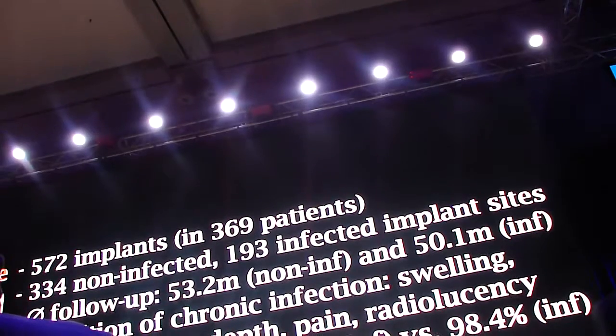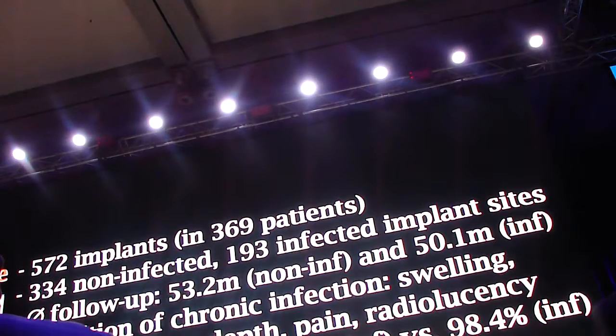And look at this, how they defined chronic infection. Chronic infection in their study was the patient had swelling, fistula, probing depth, pain and radiolucency. This almost sounds to me like an acute infection. I mean, the only thing which might be missing is suppuration and litres of pus flowing away from the site. So this is what they call a chronic infection.